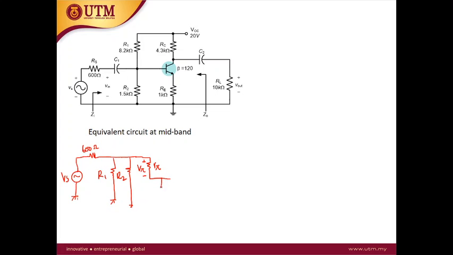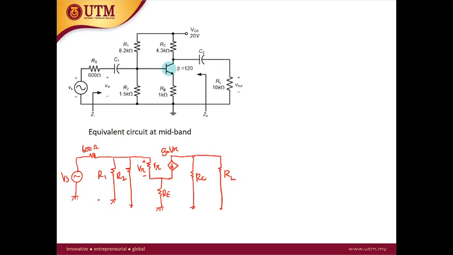Okay. At the emitter point, since there is no bypass capacitor, the RE will appear. So this is RE, and then we have the voltage dependent current source here. This is GM V pi. R naught is infinity, so R naught can be removed. At the collector, we have RC and RL. So this is RC, and this is RL.